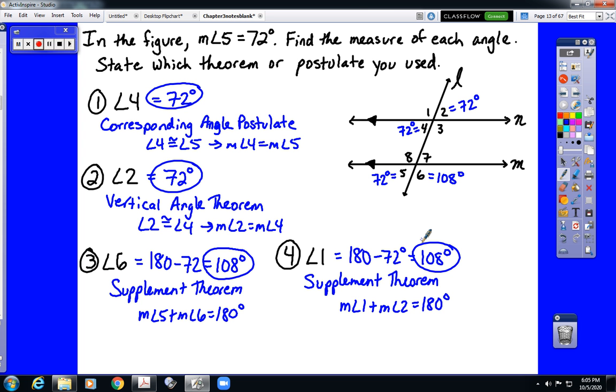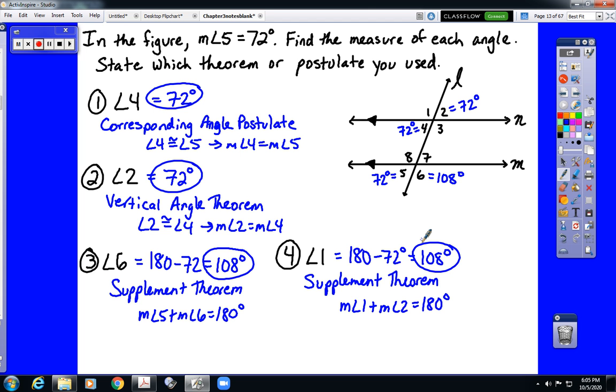No matter what we need to do here, we have two pre-existing rules, the vertical angle theorem, which says that vertical angles are congruent, and the supplement theorem, which says that linear pairs are supplementary, they add to 180. And now we've added to that the corresponding angle postulate, which says that if these two lines, M and N, are parallel, then each set of corresponding angles is congruent. And using that, we only need one of these 8 angles in order to find the other 7 angle measures.